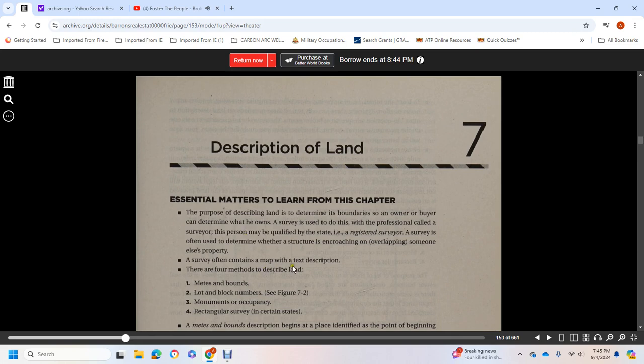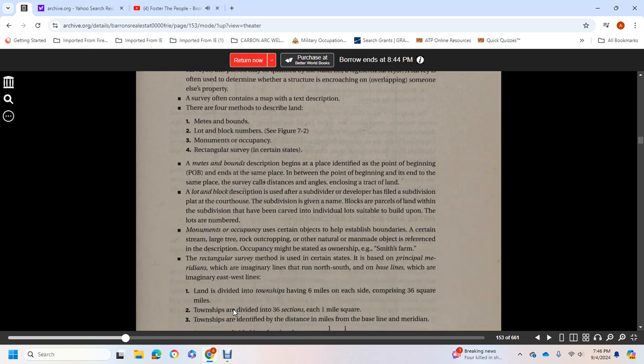There are four methods to describe land: metes and bounds, lot and block numbers, monuments of occupancy, and rectangular survey in certain states. A metes and bounds description begins at a place identified as the point of beginning, or POB, and ends at the same place. The surveyor calls out the distances and angles enclosing the tract of land.